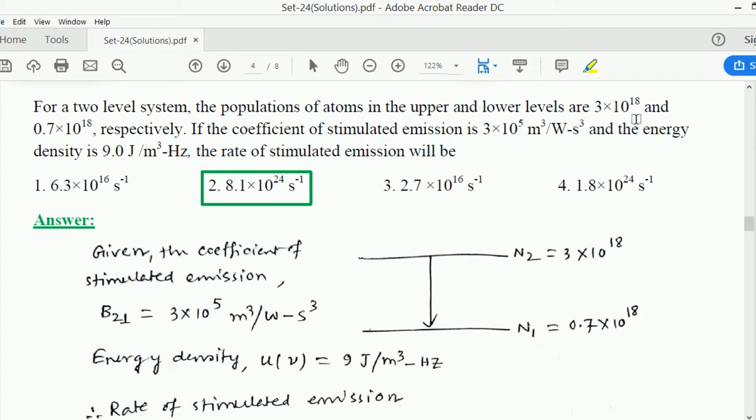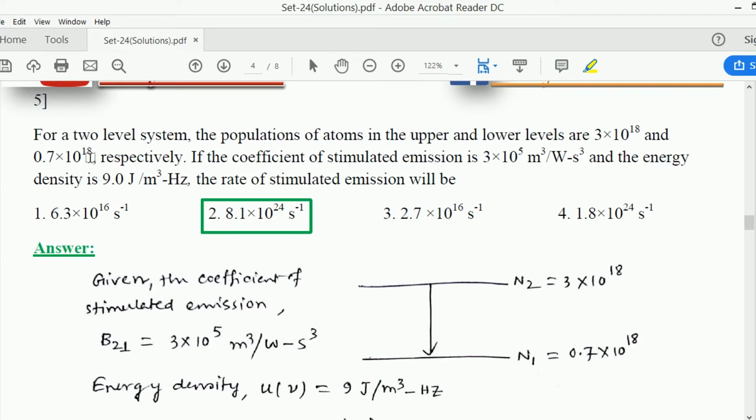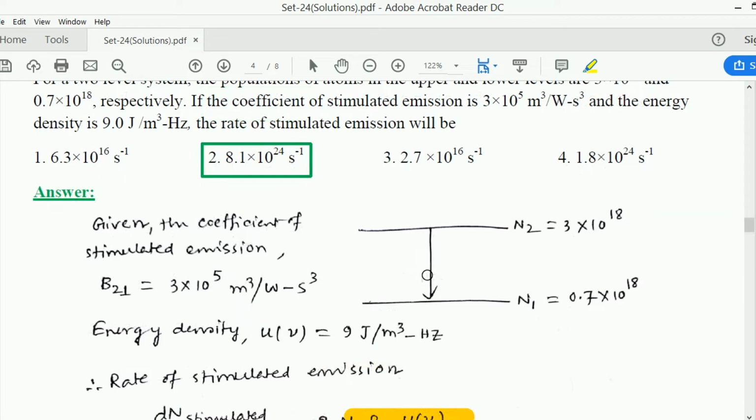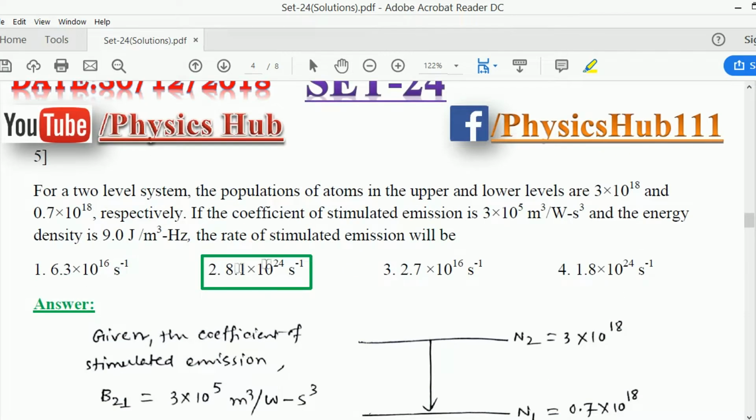Now everything is given. N2 is given as 3 into 10 to the power 18. Then B21 is also given, 3 into 10 to the power 5, and U nu is given to be 9. So the rate means second inverse. So it is producing 8.1 into 10 to the power 24 second inverse. So it is matching with option 2. Option 2 is the correct option.